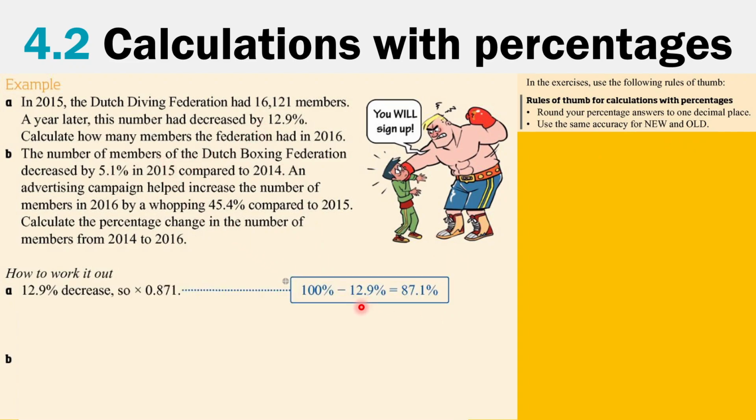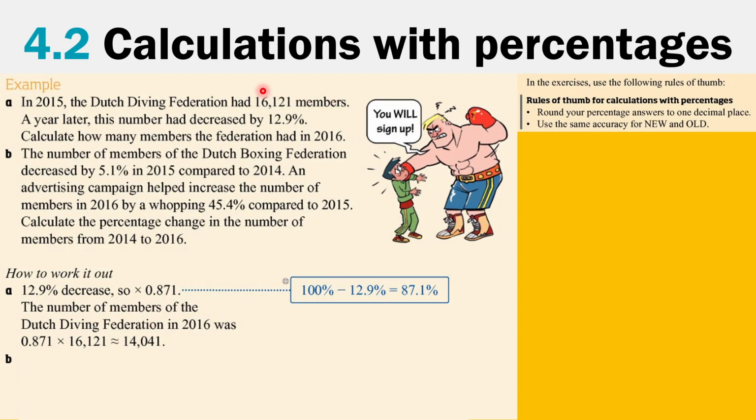We have a decrease here, right? So if I have a decrease, I start at 100%. 100 minus 12.9 is 87.1%, divided by 100, 0.871. This is my multiplication factor, and then I'm almost there. I just take the amount and do it times a multiplication factor, and now I round. Here the accuracy for old is in units, whole numbers, so here I round to whole numbers as well. Okay? And that's just a basic calculation for a percentage decrease.